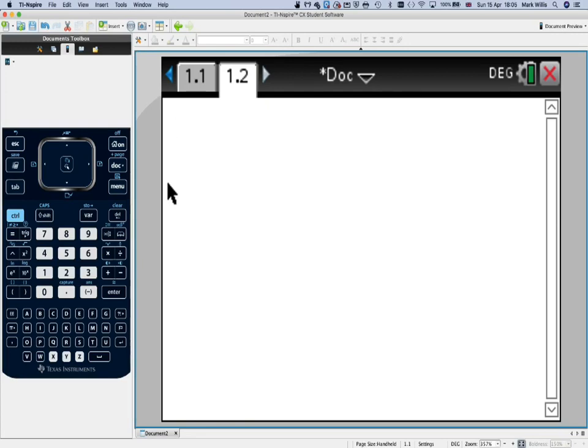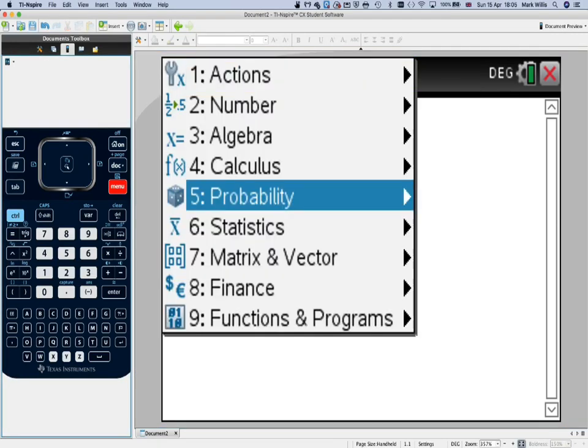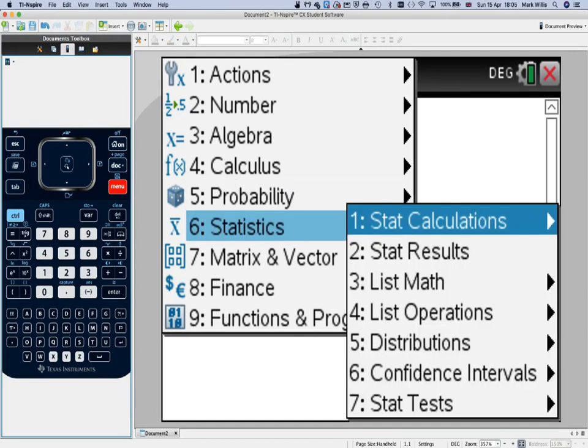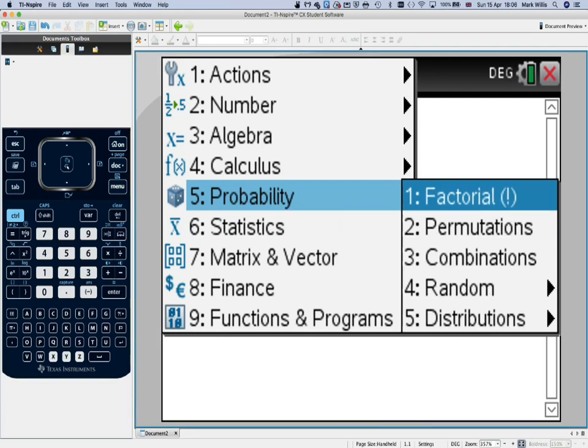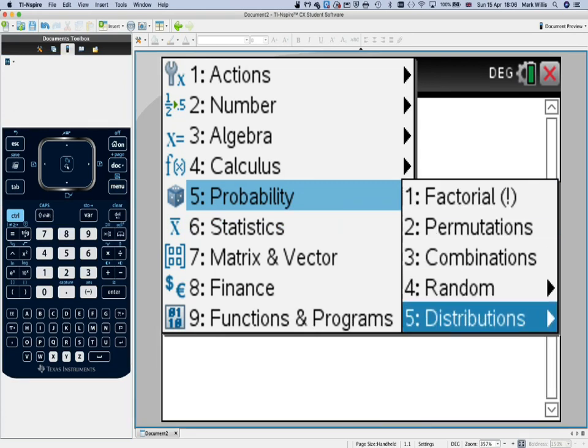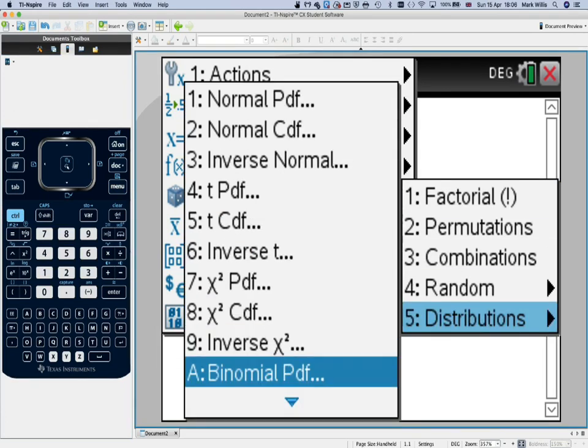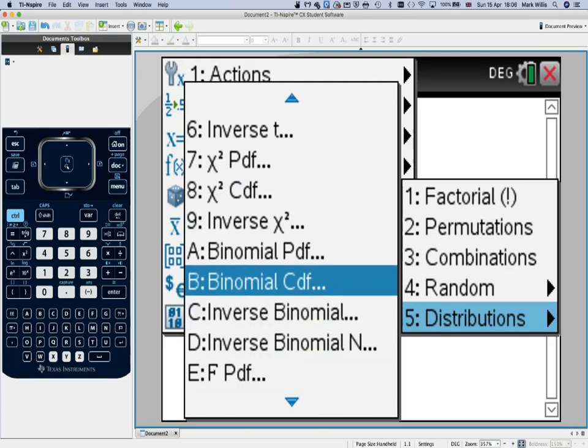I want to do menu. For this I want to do a statistical test, so I need to go to number 6, statistics, and go to what's known as stat test. No, sorry, I beg your pardon, we want to go to probability, and go to what is known as distributions, and go to binomial CDF. So it's probability, distributions, and binomial CDF.